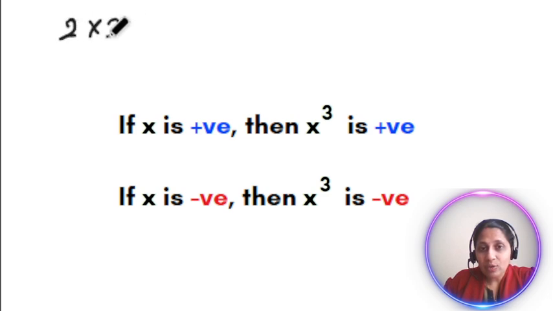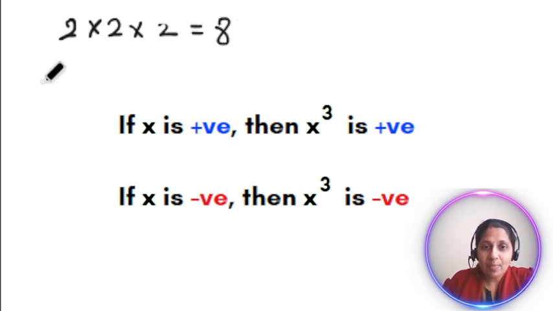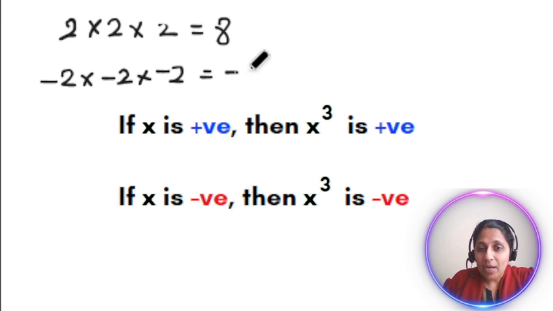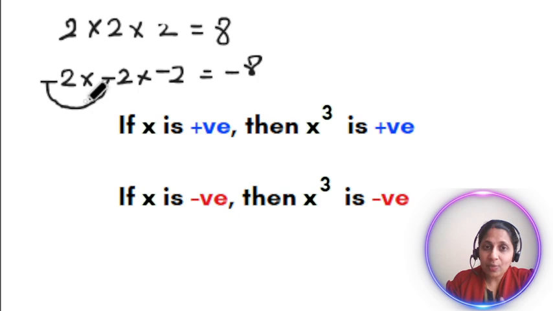So we all know that 2 times 2 times 2 gives you 8. In the same way, minus 2 times minus 2 times minus 2 gives you minus 8. Why? Because there are an odd number of negatives. So the first two negatives will pair up and become positive, whereas the last negative is left alone. So the answer carries your minus sign. So always remember this. If the number is positive, then the cube of the number will also be positive. If the number is negative, then the cube of the number will also be negative.